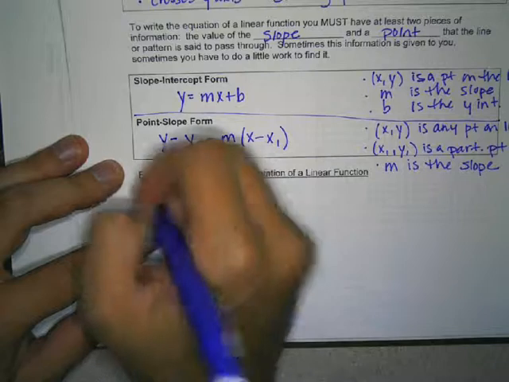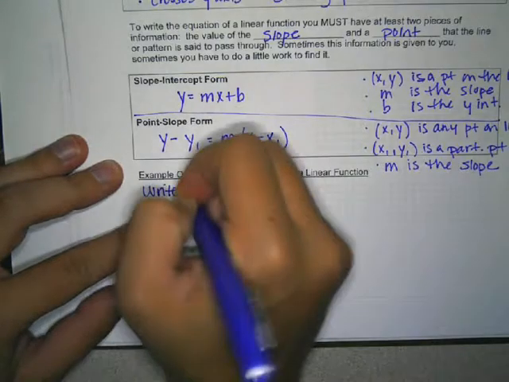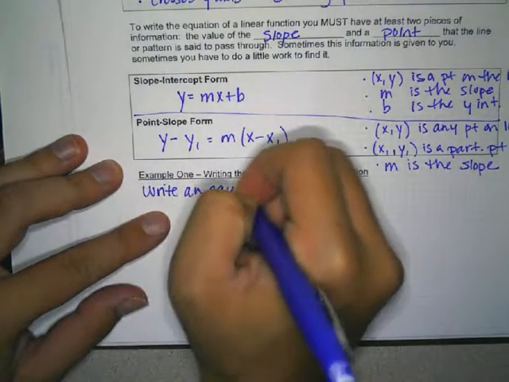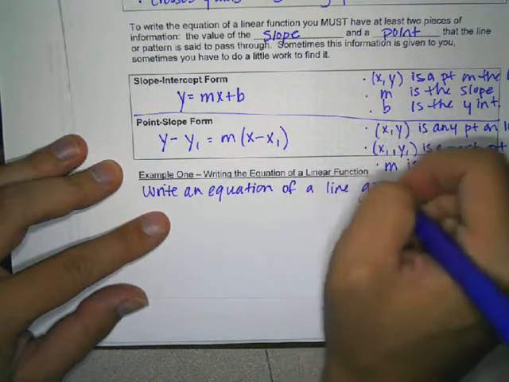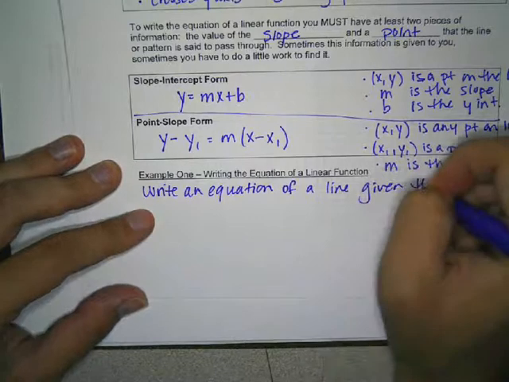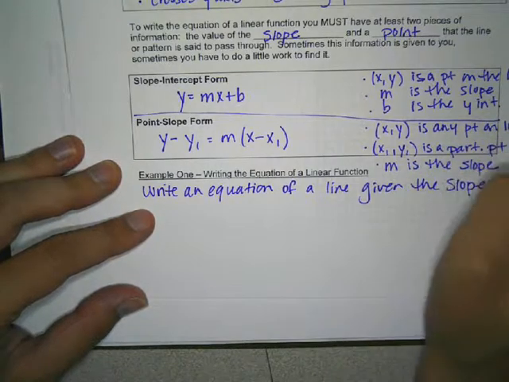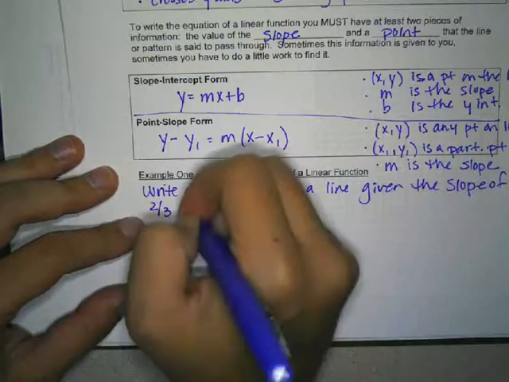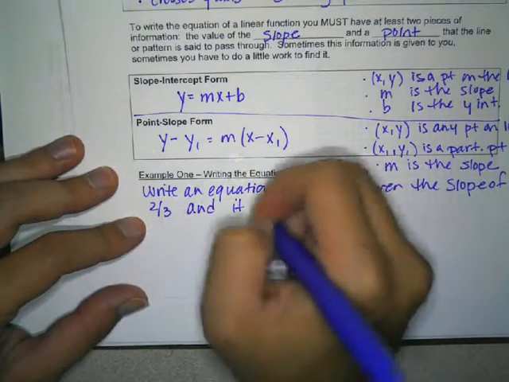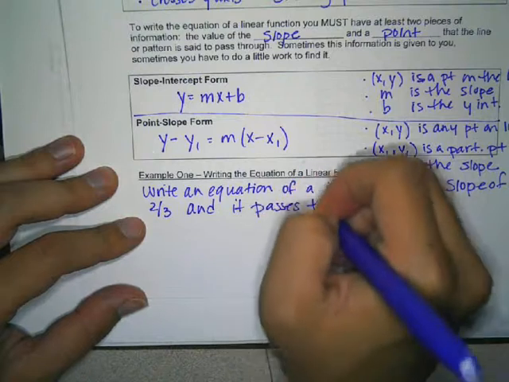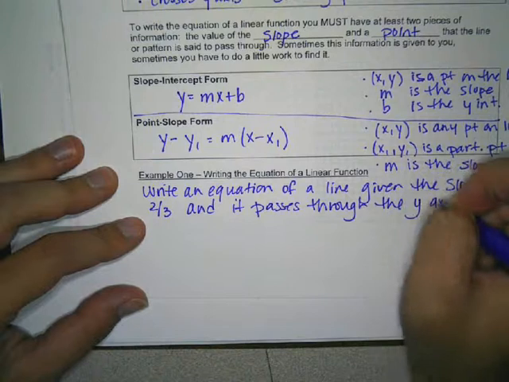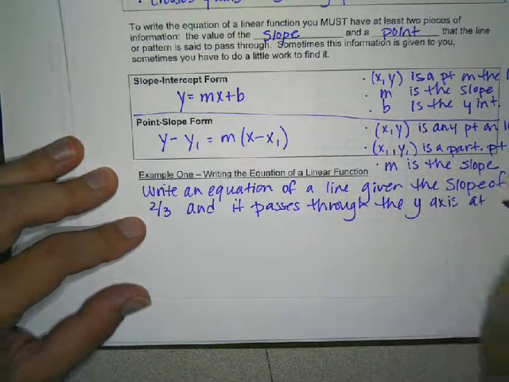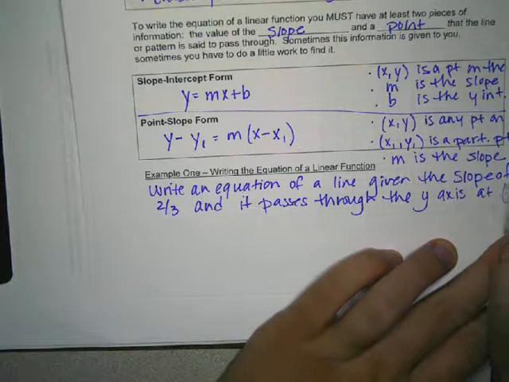So we have, let's see for this one, we're going to write an equation of a line given the slope of 2/3 and it passes through the y-axis at the point 0, 4.